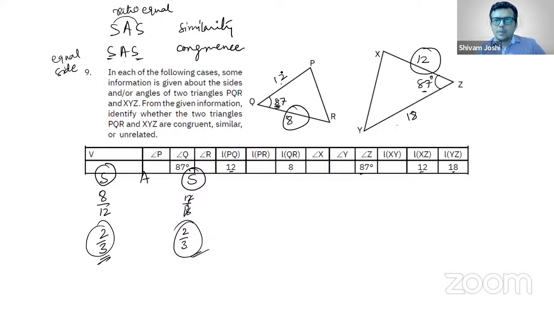It is not congruent because in congruence, you need to have all the respective sides equal. Okay, so this is 12, this is 12. It might appear as if it is congruent, but later on, when you compare these two, they are not equal. So obviously congruence is not there.